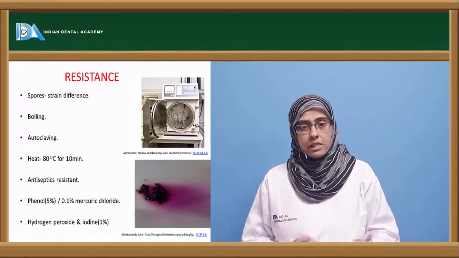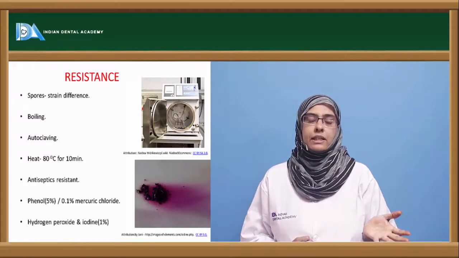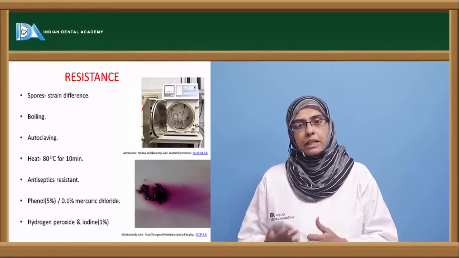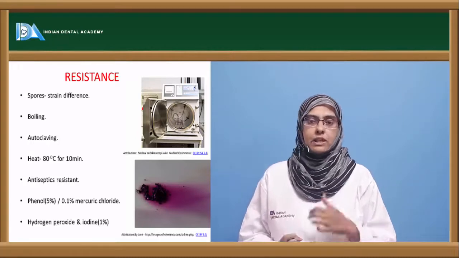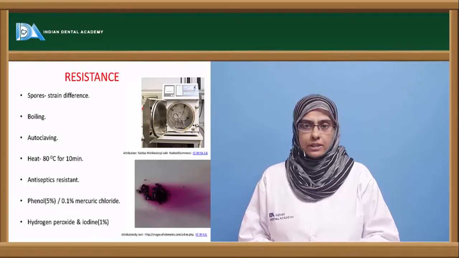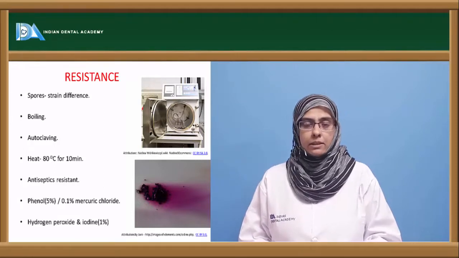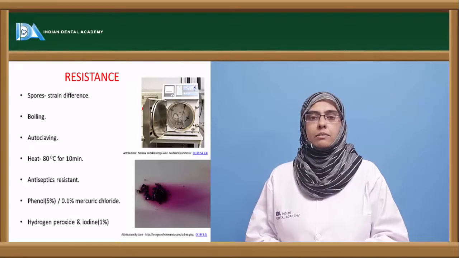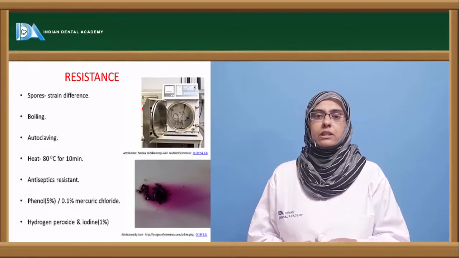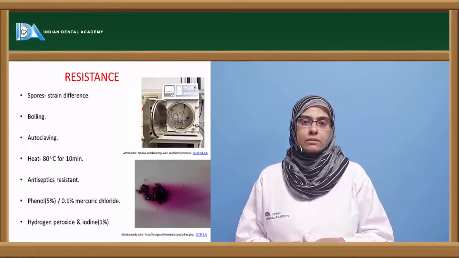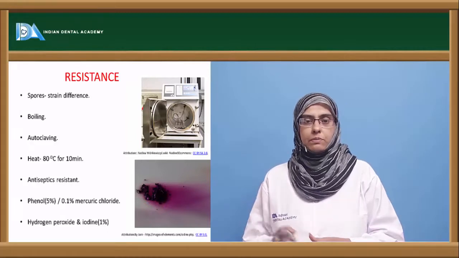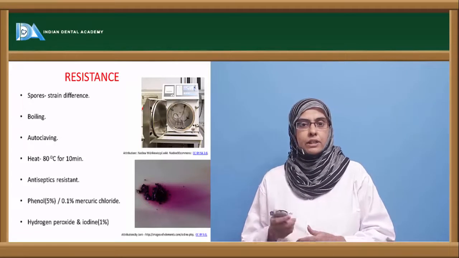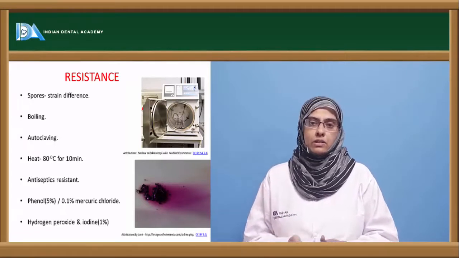But when a mixed culture of Clostridium tetani having spores and a non-sporulating organism is there, then you can apply heat at 80 degrees centigrade for 10 minutes. That will be sufficient to eliminate this organism. These organisms are antiseptic resistant, and phenol at 5% and mercuric chloride at 1% are not inhibitory to this organism. That is, they do not get easily killed at these particular percentages. But when exposed to hydrogen peroxide and iodine for several minutes, you can eliminate this organism.